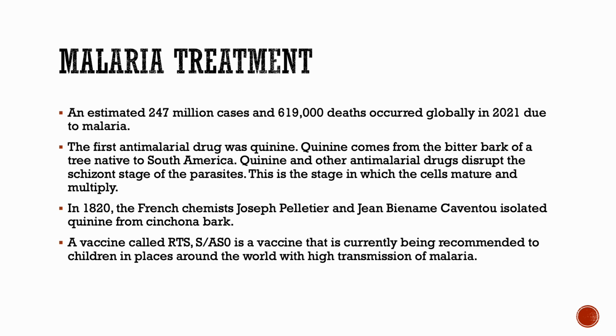Malaria treatment. An estimated 247 million cases and 619,000 deaths occurred globally in 2021 due to malaria. The first anti-malarial drug was quinine. Quinine comes from the bitter bark of a tree native to South America. Quinine and other anti-malarial drugs disrupt the schizont stage of the parasites. This is the stage in which the cells mature and multiply.